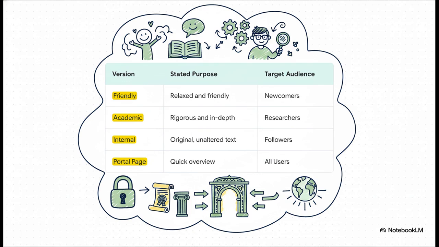And this is where it gets really clever. You've got the friendly version, which is like a gentle on-ramp for anyone who's just curious. Then there's an academic version that gives it this air of scholarly credibility. And then you have the internal version. This one's the pure, unchangeable text, just for the true believers. So you see, this isn't just about user experience. It's a really smart way to control the story.